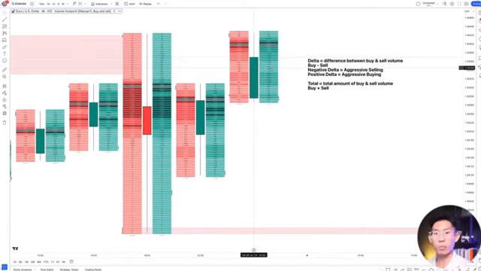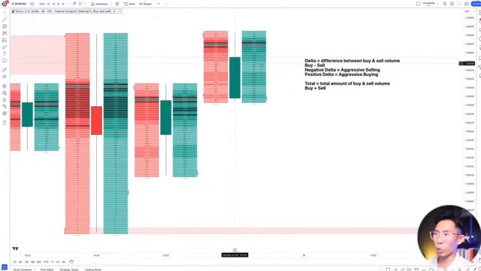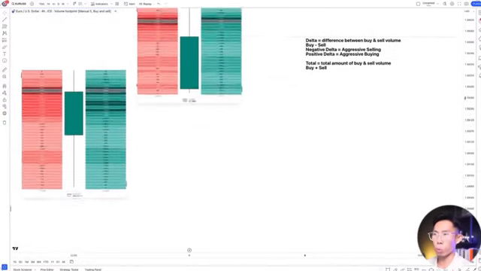Like I said, it's not cheap, but if you want to be serious in trading and you want to add these footprint charts into your arsenal, then this is something that I recommend you actually invest in. Right, so let's dive deep into how to actually read these footprint charts.